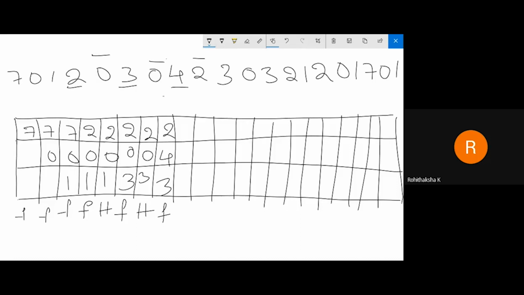So 2 is already there. So I'll say 2, 4, 3 and mark it as page hit. Okay. So next one, the next reference string I'm considering is 3. So 3 is already there. 2, 4, 3 and mark it as page hit.